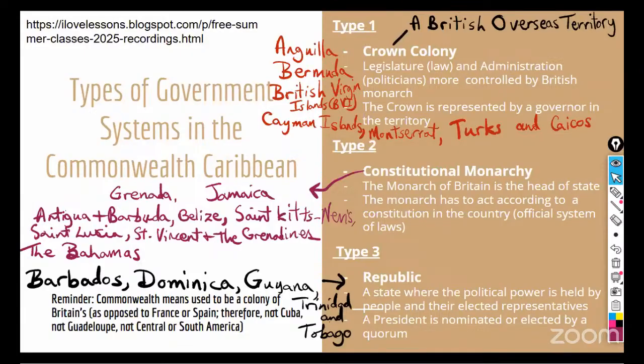Commonwealth and CARICOM are not the same thing. No. Commonwealth means we were formerly British territories, right? So that actually includes countries like Canada and Australia, as well as other countries around the world, right? The former British territories. New Zealand, yeah. But CARICOM means Caribbean Community, right? So the countries in the Caribbean that have formed an economic community.